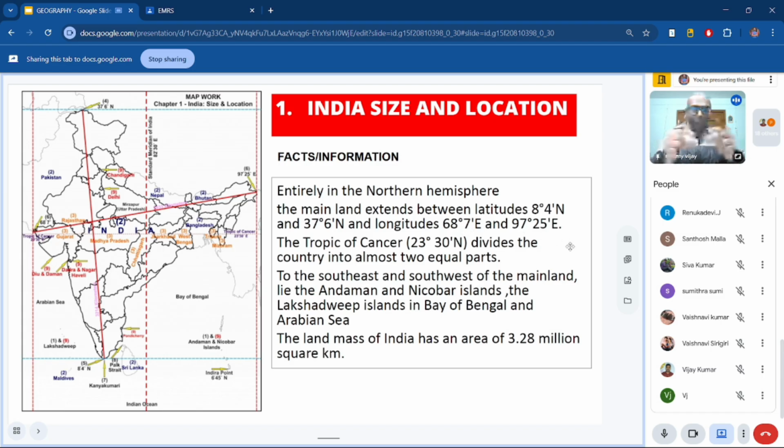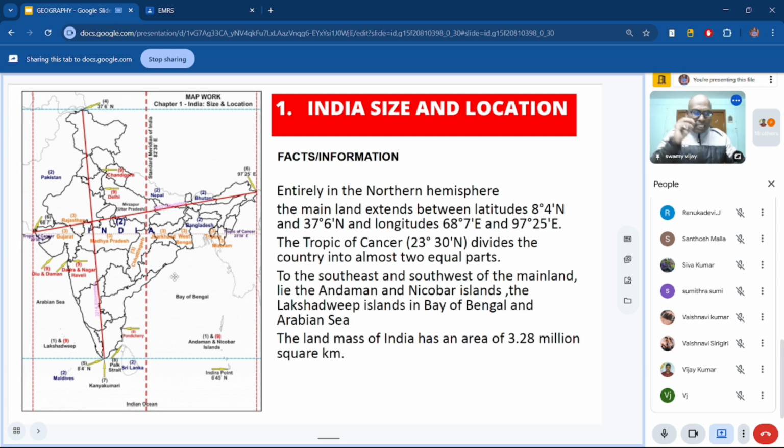This fact is very important. In examinations they will ask this question straight and give you 4 options with combinations of these measurements. So the mainland extends between latitudes 8.4 degrees north and 37.6 degrees north, and longitudes 68.7 east and 97.25 east.